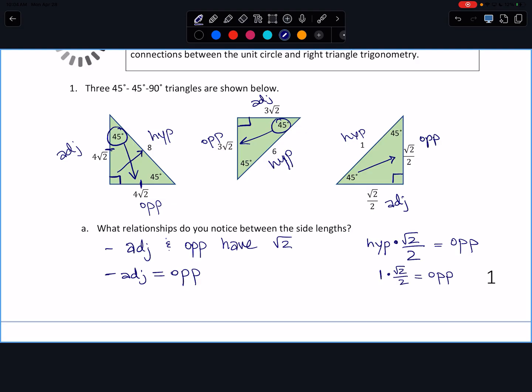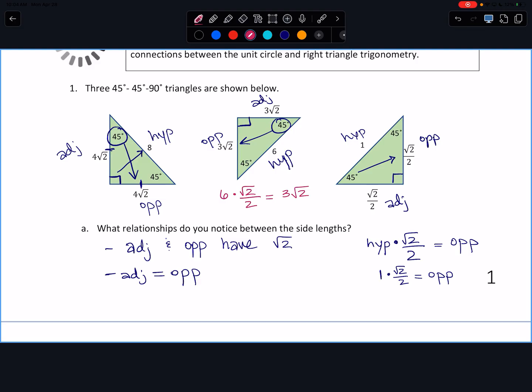Does that work for that one? Yes? Okay, let's look at this one. If it's this one, that would be opposite of 6. 6 times square root of 2 over 2 is supposed to equal 3 times the square root of 2. Does it? Yeah? So is his observation correct?